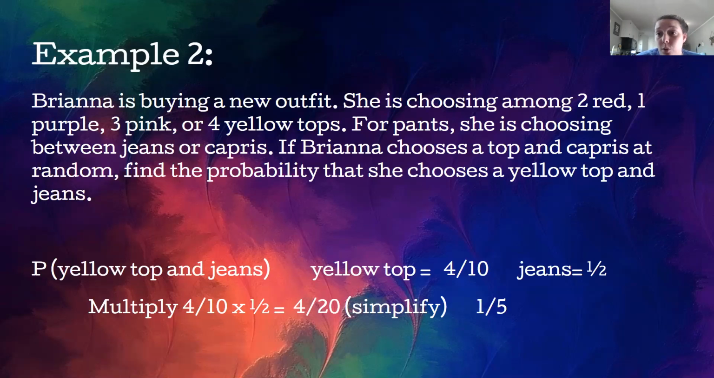And then you're going to multiply these 2 things together. Remember, when you're multiplying fractions, you don't have to have a common denominator. You can just multiply the 2 numerators, or the 2 top numbers, and then the 2 denominators, or the 2 bottom numbers. So when I multiply 4 over 10 by 1 over 2, I have 4 times 1 is 4, and then 10 times 2 on the bottom is 20, and then I can simplify that to 1 over 5. So the probability that she chooses a yellow top and jeans is either 4 out of 20 or 1 out of 5.